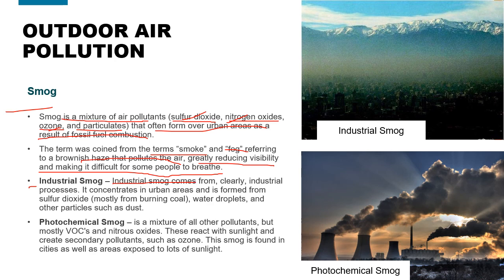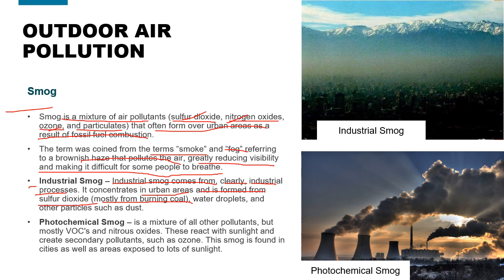And we also have here industrial smog. Industrial smog comes from clearly industrial processes, di ba? Yung galing sa mga factories natin. So, it concentrates in the urban areas and it's formed from sulfur dioxide, mostly from burning coals. So, di ba, kung mapapansin niyo, bakit ba naghahalo yung mga gases natin? It's because of the chemical reaction and it's because of the temperature then.